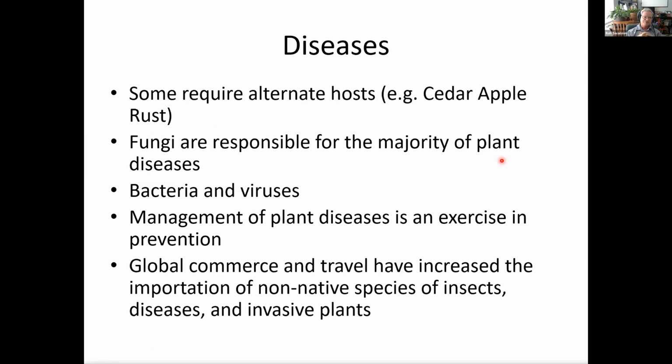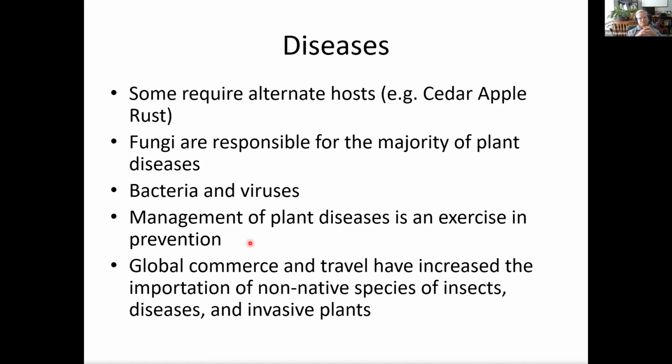Know if something is a bacteria versus a virus. So viruses, there really are no cures for viruses, as we should all know by now after several years of COVID. Then we have bacteria out there, and bacteria respond to antibiotics. Viruses do not respond to antibiotics.